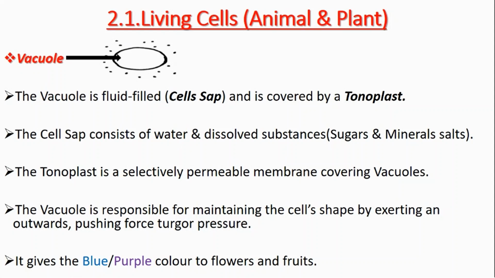So why are they selectively permeable? Because inside the vacuole, we only need sugar and mineral salts. We do not need any other substances getting in. We don't need the sugar and mineral salts getting out. Now, the vacuole has two functions.